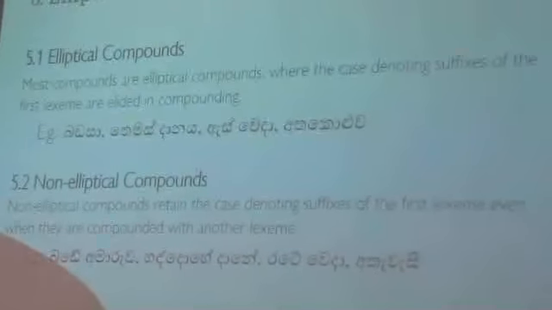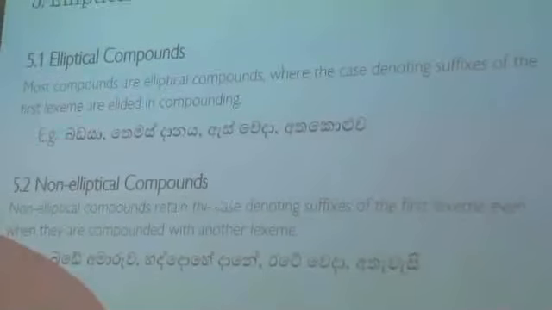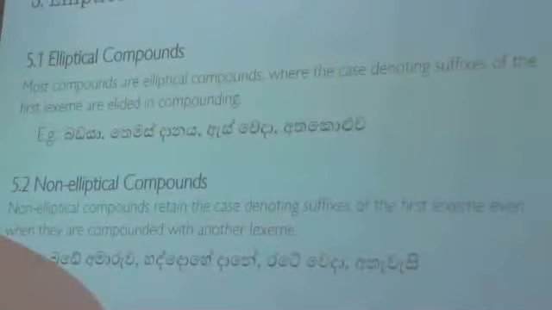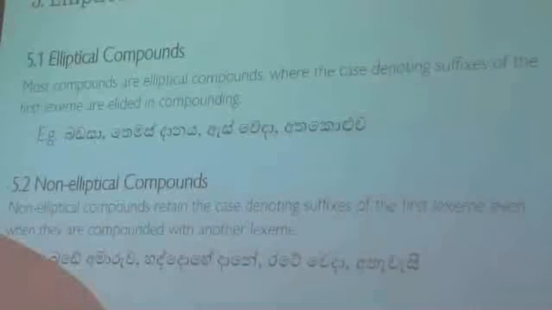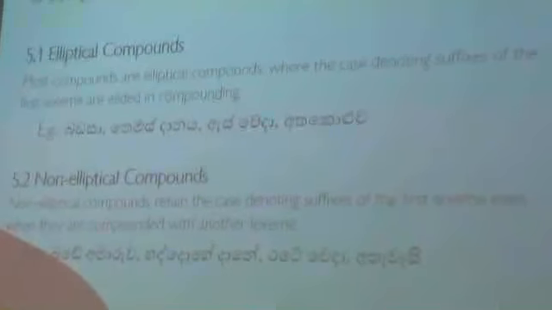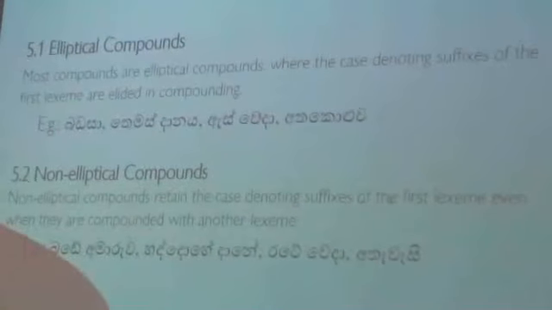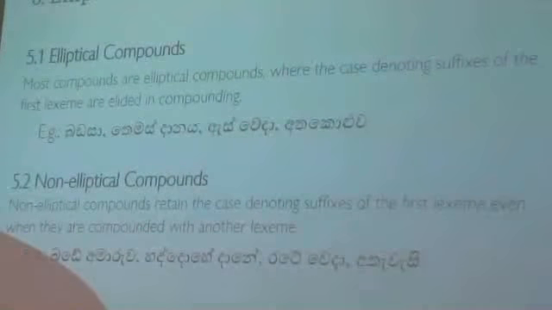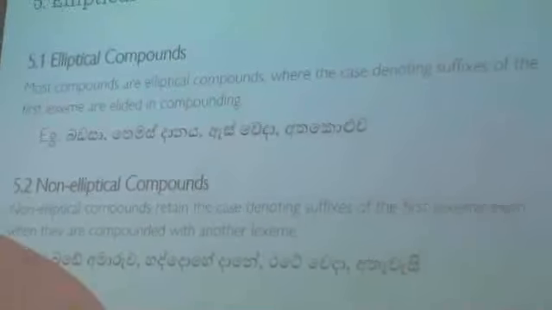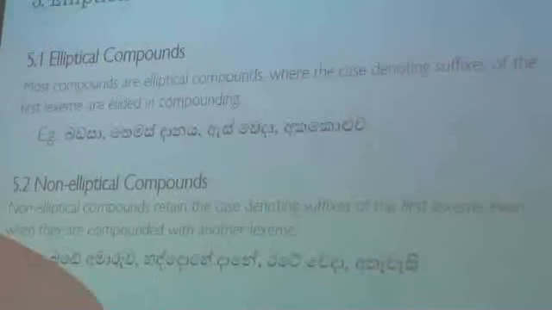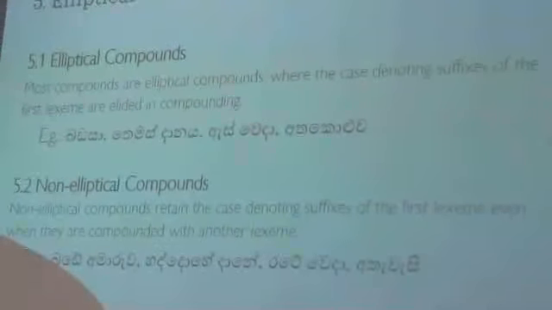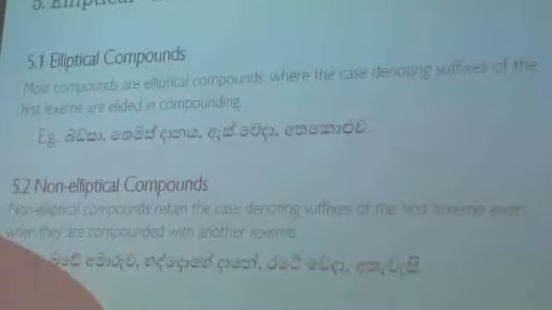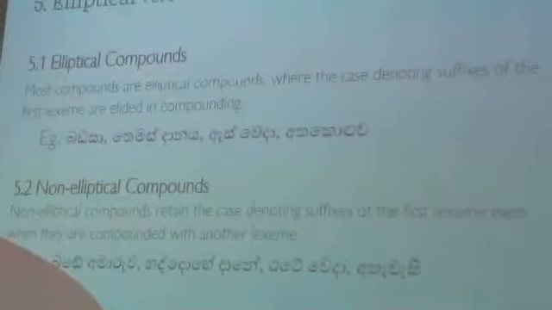In elliptical compounds, case suffixes in the first lexeme have been elided, they have been omitted. But in non-elliptical compounds, case suffixes in the first element or the first lexeme have been retained. Non-elliptical compounds are mostly found in colloquial speech, but that doesn't mean they are restricted to colloquial speech. They are found in classical language as well. If you take a word like athavasi, for example, the case suffix a in athe is retained there. So this is another way in which we can classify compound nouns.